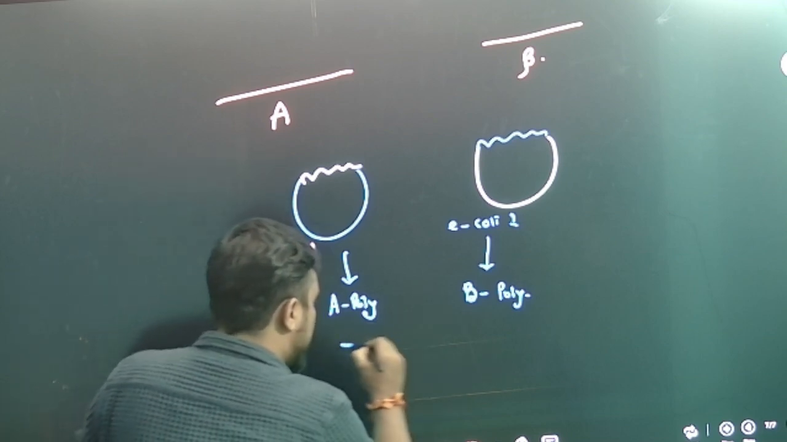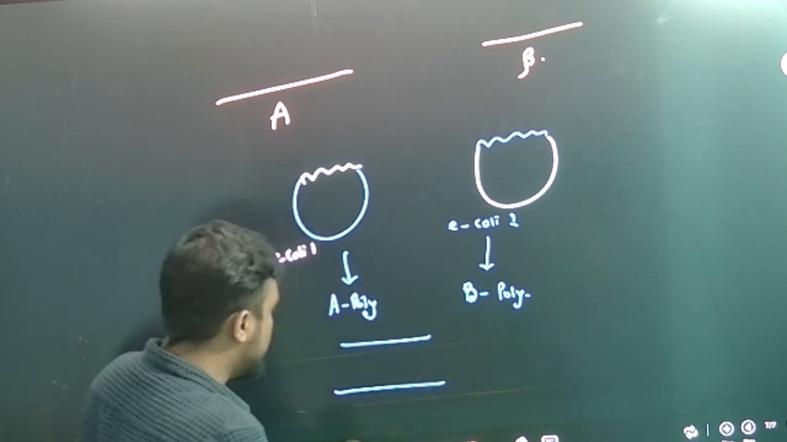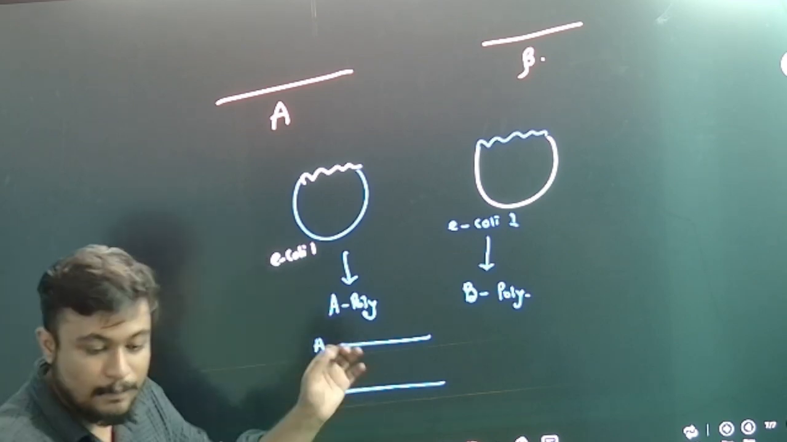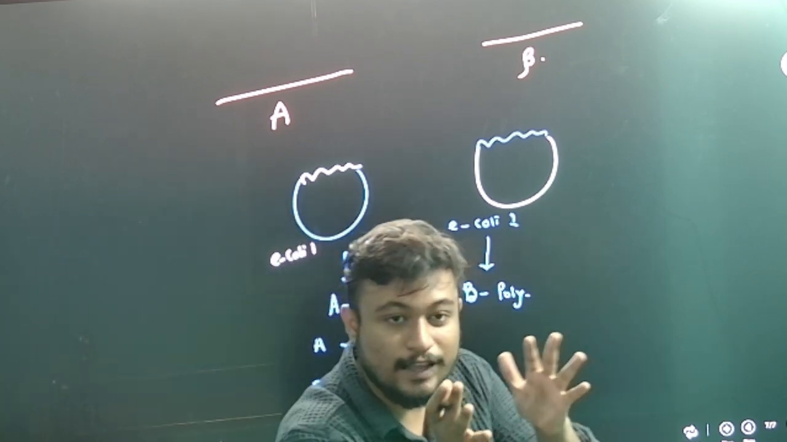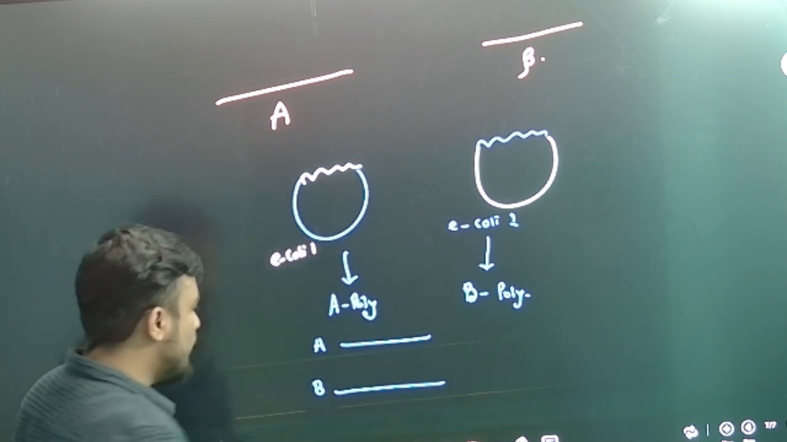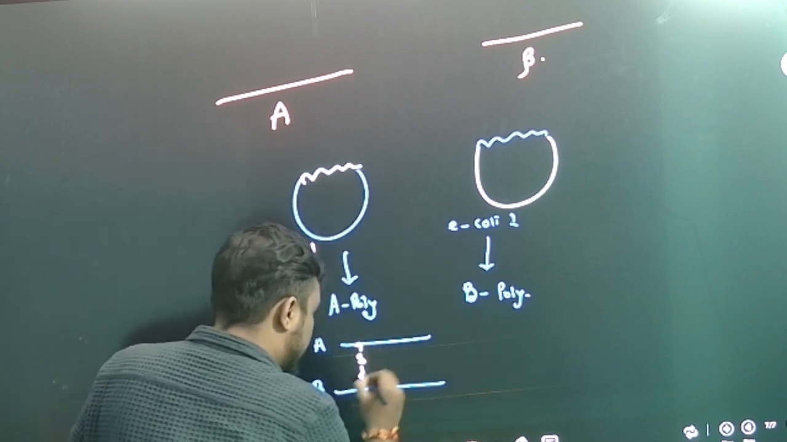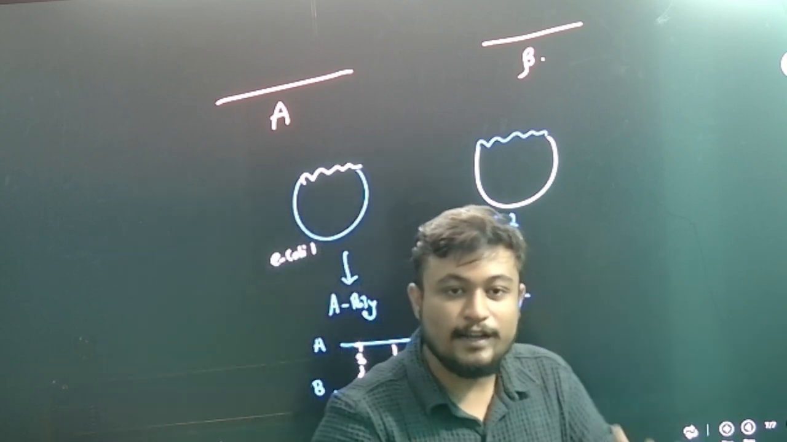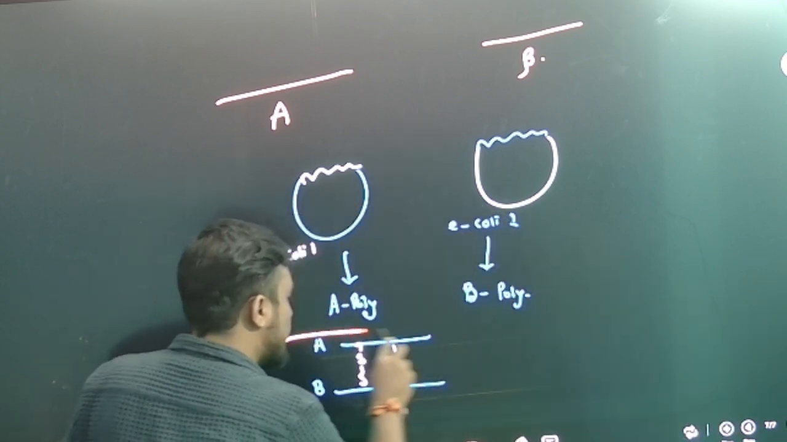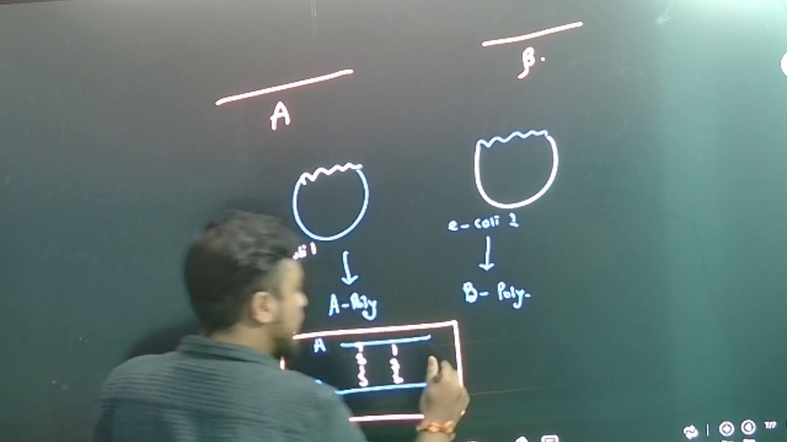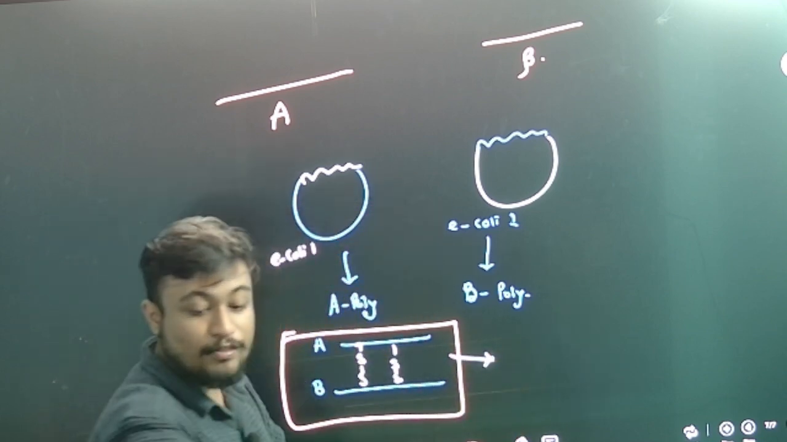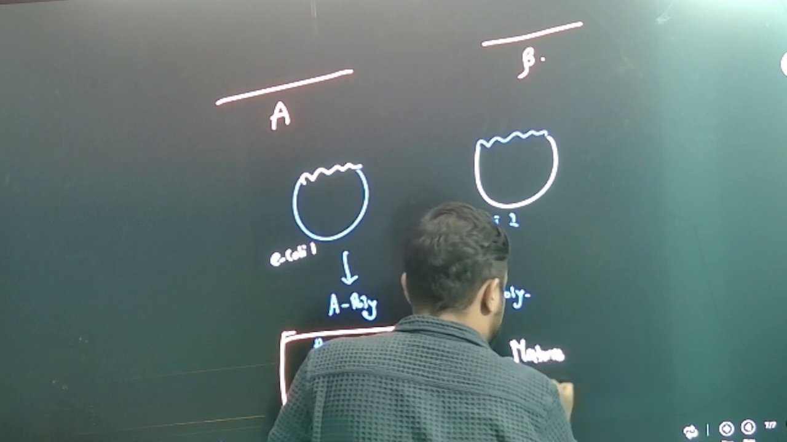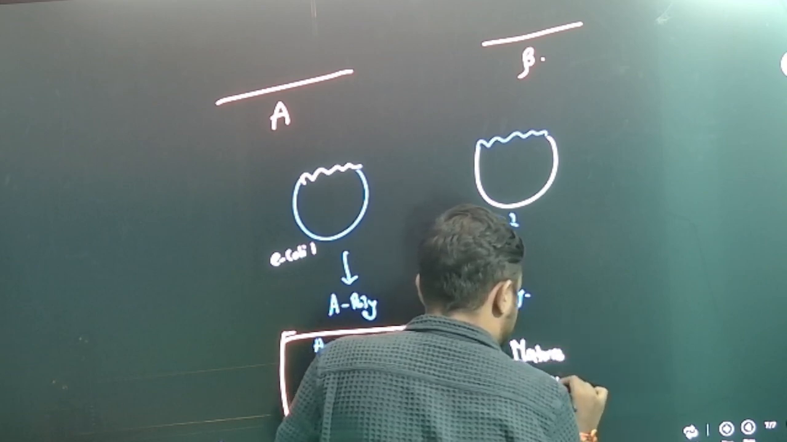Now when this A polypeptide and B polypeptide are produced, suppose this is A polypeptide and suppose this is B polypeptide, they brought this A and B polypeptide together, and when they came together, then disulfide bond is produced. Yes or no? Then what happened? Automatically disulfide bond is produced, and after formation of disulfide bond, these two polypeptides get converted into mature insulin. Yes or no? They got converted into mature insulin.